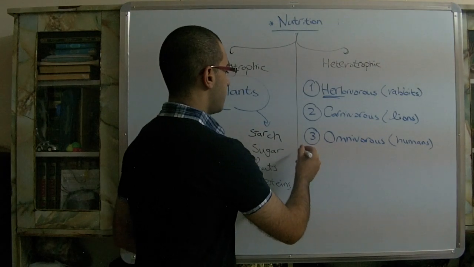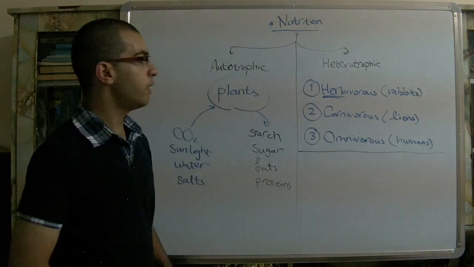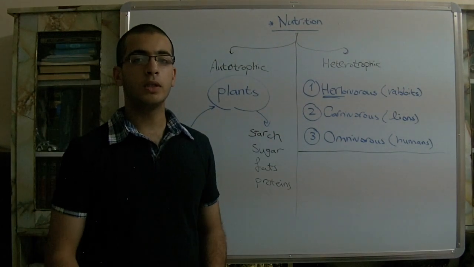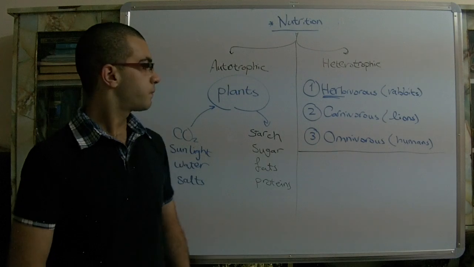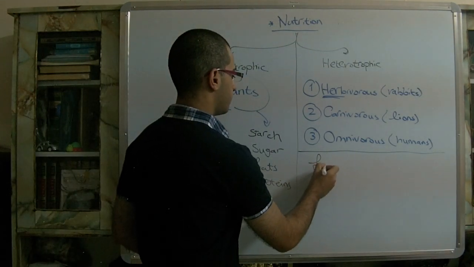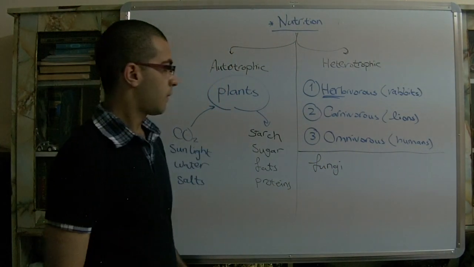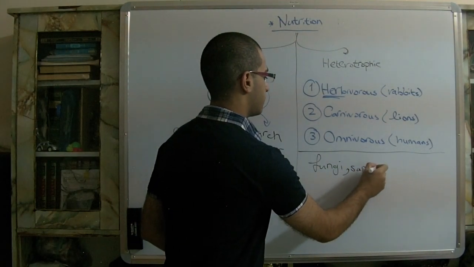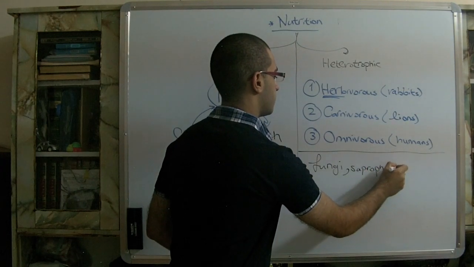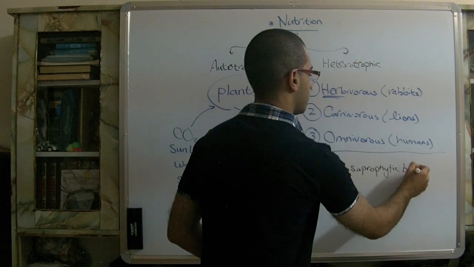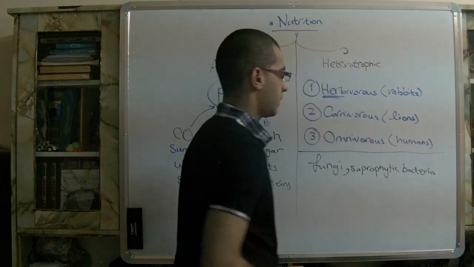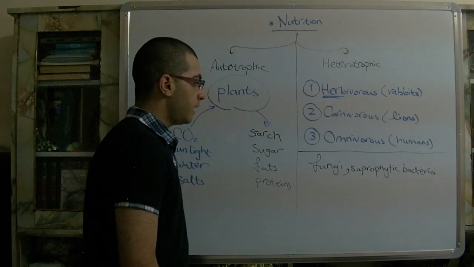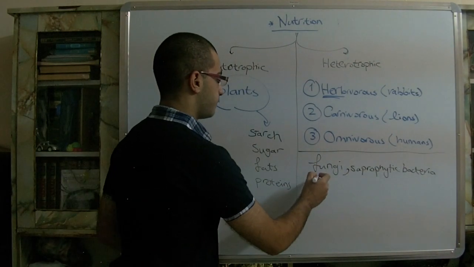But these are not only the types of heterotrophic living organisms, because we can notice that some living organisms depend on dead bodies to get their own food, such as fungi and saprophytic bacteria. They depend on dead bodies in order to obtain their own food. So this kind here is called saprophytes.